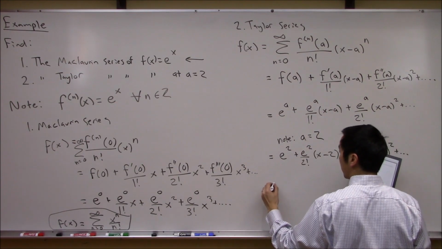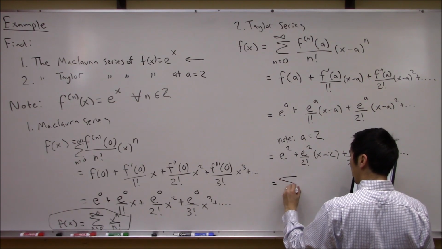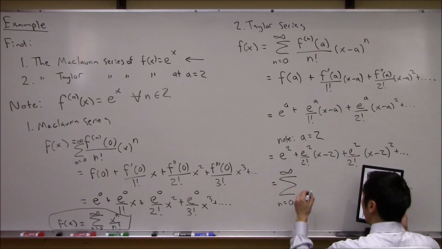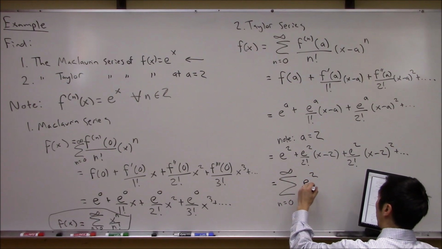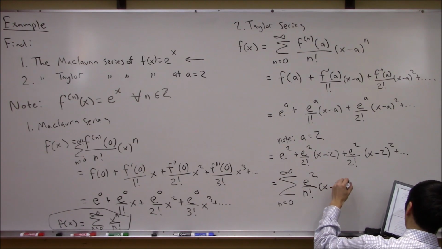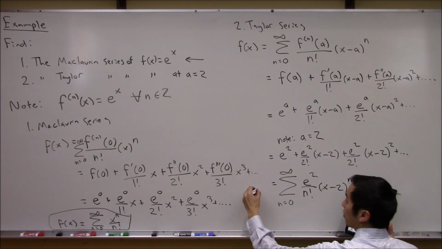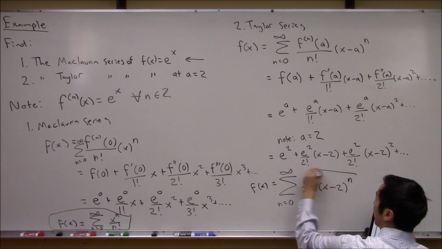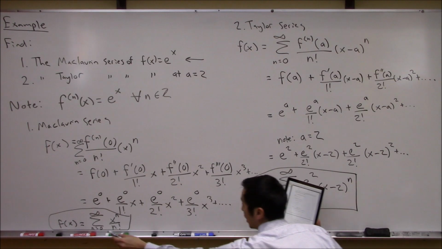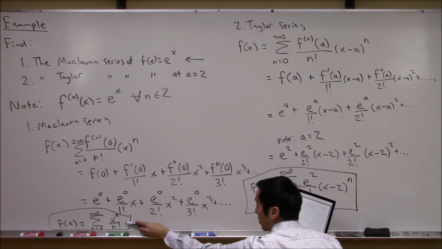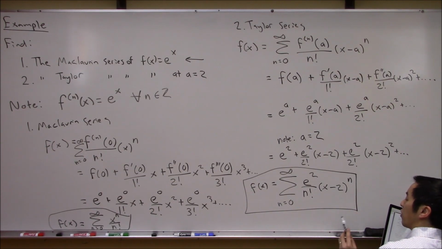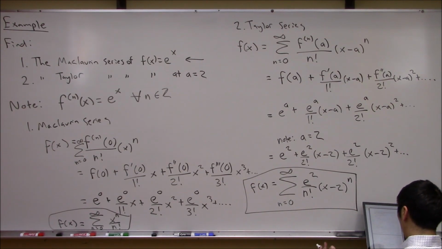So again, you write this thing out long enough and you see the pattern: this is the sum from n equals 0 to infinity of e to the 2 all over n factorial times x minus 2 to the nth power, right? So this is the Taylor series approximation. Or I guess, again, this is not an approximation because we're going up to infinity in both of these. This is the Maclaurin representation of the function, and this is the Taylor series representation of the function at the expansion point of a equal to 2, okay?